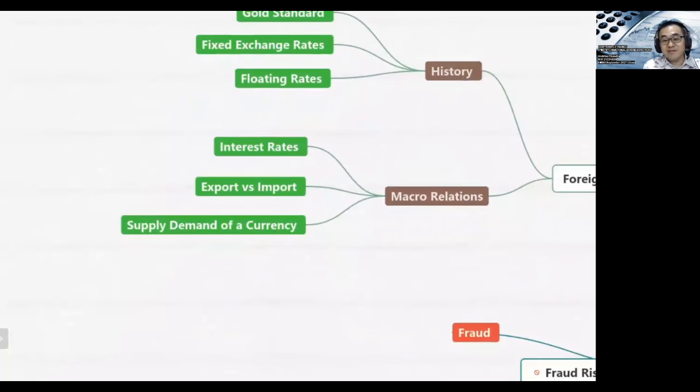The macro relation will influence foreign exchange rate. As interest rate goes up, usually currency will strengthen. International investors will seek to put money into that country and increase the demand for the country's currency. Hence, currency strengthens. Export and import also play a role. For example, if Indonesia imports goods from the US and the net trade is negative, then the demand for US dollar will increase and US dollar will strengthen against the Indonesian rupiah.